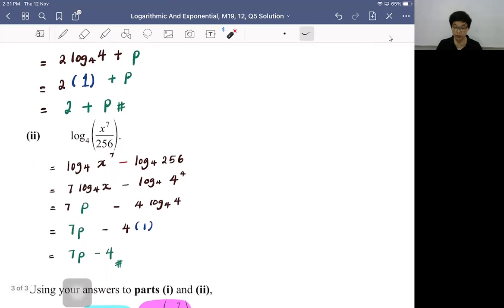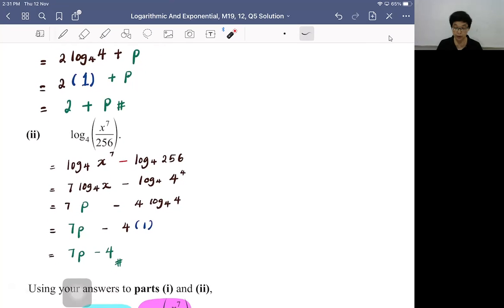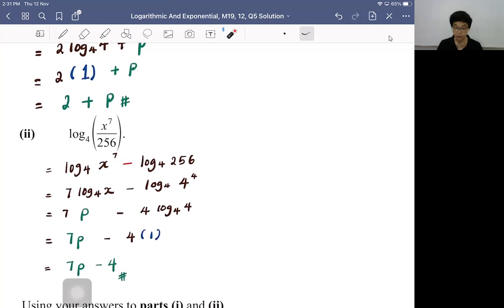Let's move on to study the question given in section 2. Given to us is log base 4, still the same base, of x to the power 7 divided by 256. With a little number sense, if we have gone through previous experience, we know that 256 can be a power of the base 4 to something.